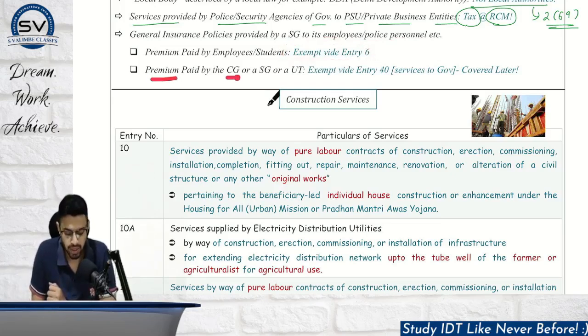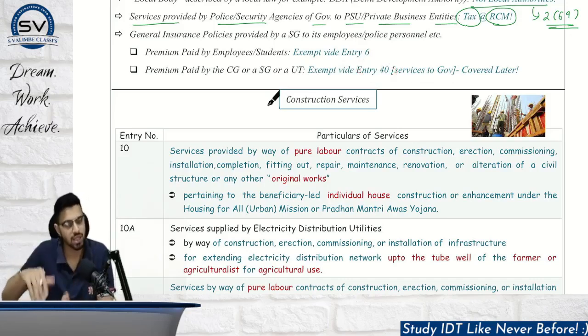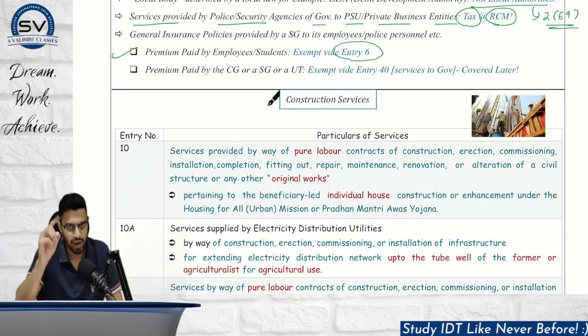If premium is paid by the central government, state government or UT, then there is a specific exemption for this, entry number 40, wherein the services provided to the government are exempt. Please mark the difference in both. Premium is paid by the employees, but service is being given by the government, right? State government is giving the service. So the above entry number 6, that is basically service by government.